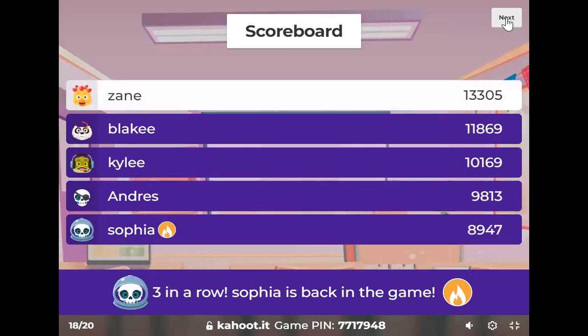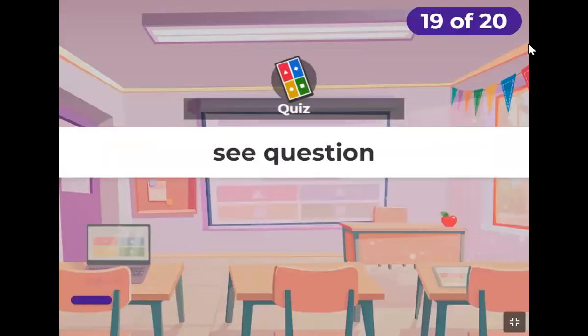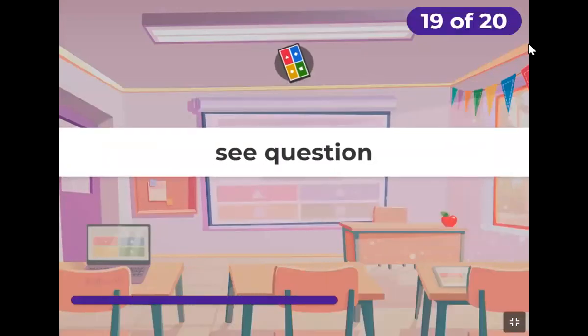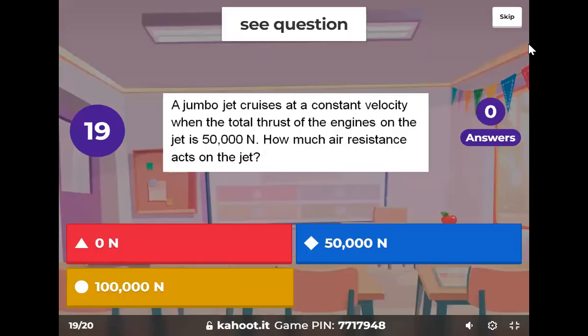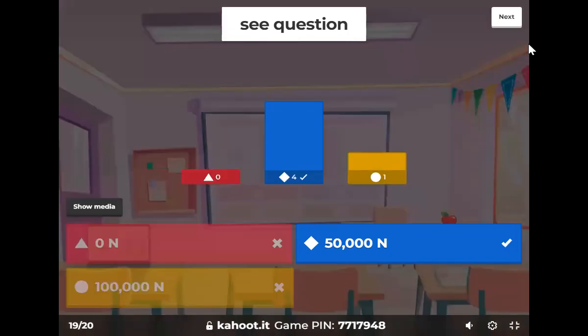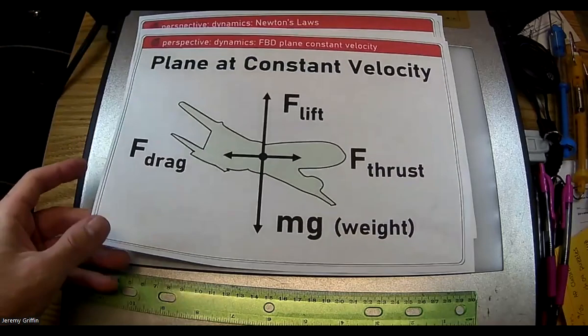Sophia, on fire. Andres, Kylie, Blakey, Zane. A jumbo jet cruises at constant velocity. The thrust from its engines is 50,000 newtons. How much air drag is on that jet? Yeah, 50,000 newtons.